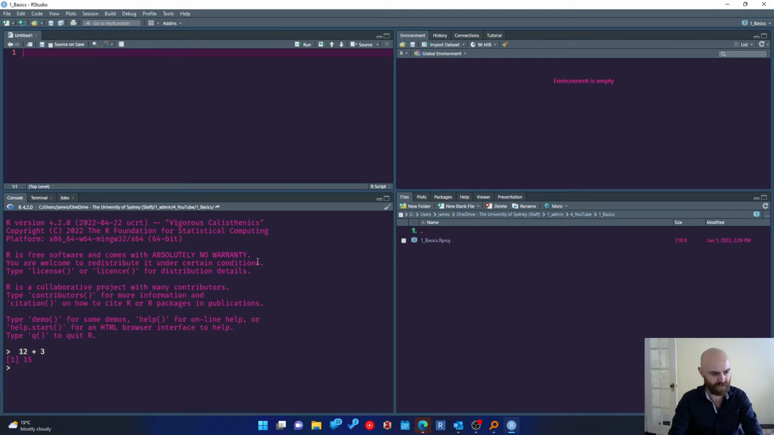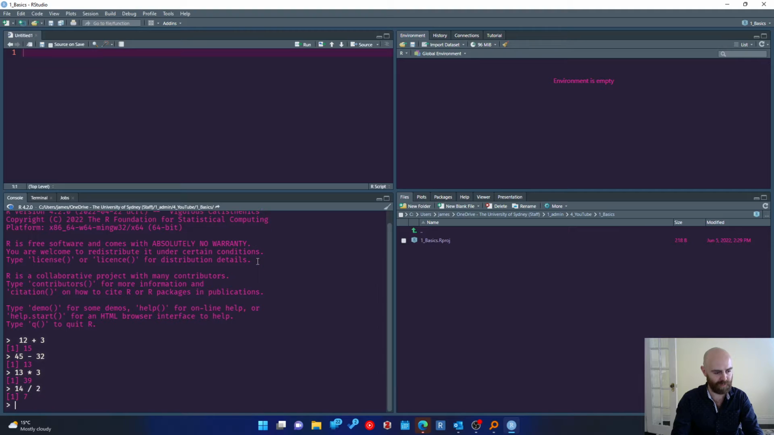So we could do subtraction, same thing. We just use the hyphen, which is next to the 0 on our keyboard, to do a minus sign, and then 45 minus 32 is 13. To do multiplication, we can hold Shift-8 to get a little asterisk symbol, which is a multiplier in R. Similarly, we can do division by using the forward slash. So 14 divided by 2 is 7. And we can do powers, so 45 squared.